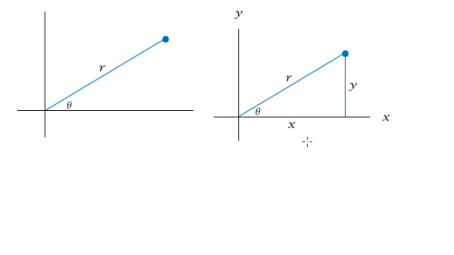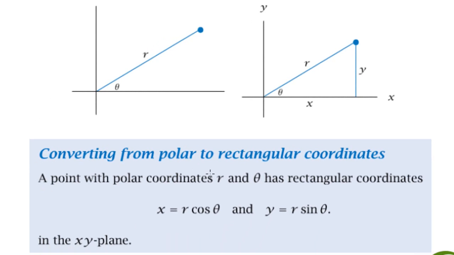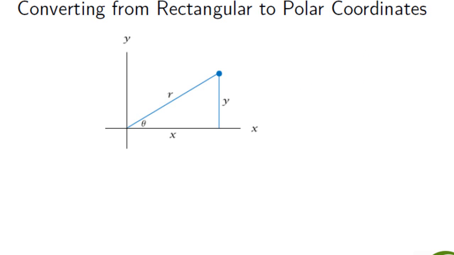So this ends up being r cosine of theta, and my y also has the value of r sine of theta. We know it should be the old sine of theta, but if I'm not on the unit circle anymore, just a regular circle, it's going to be the radius times the sine of that angle. So, converting from polar coordinates to rectangular coordinates, this x value is equivalent to r cosine of theta, and this y value is equivalent to r sine of theta in the xy plane. So that's how I can convert from polar coordinates to rectangular coordinates.